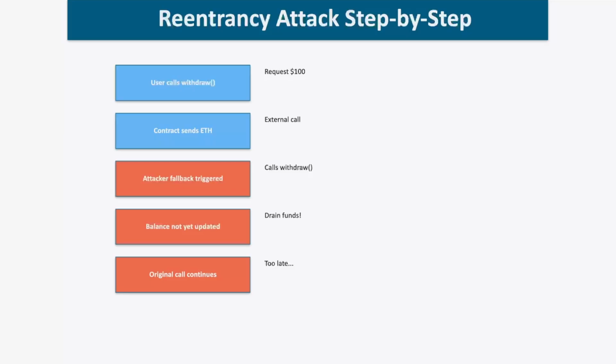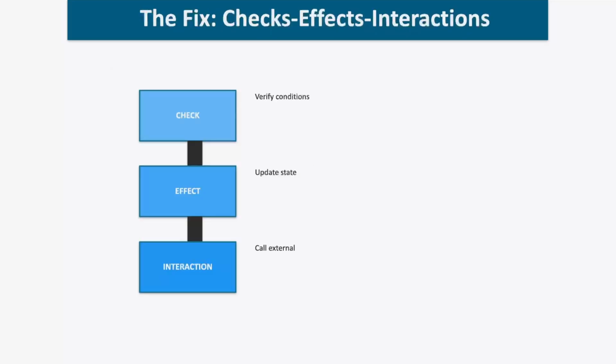Now let's look at how to fix it. The fix is simple, but it's a pattern you'll use in every single contract you write. It's called the checks, effects, interactions pattern, or CEI pattern. Checks first verify conditions. It can check that the caller has enough balance.